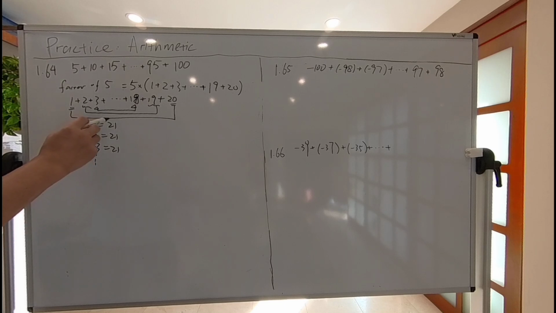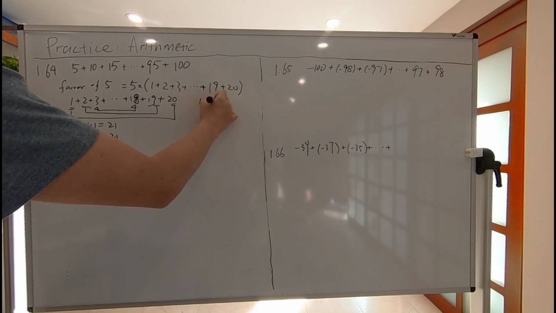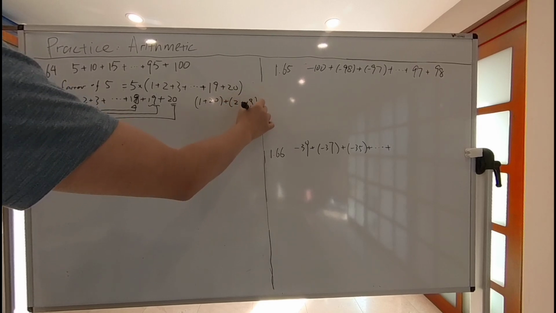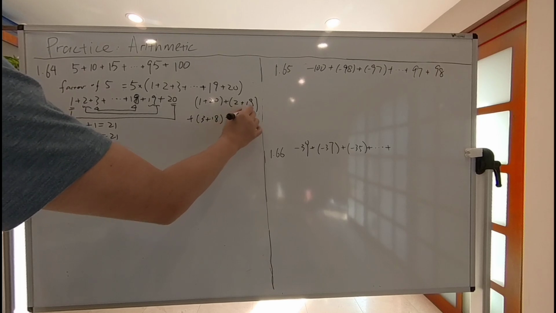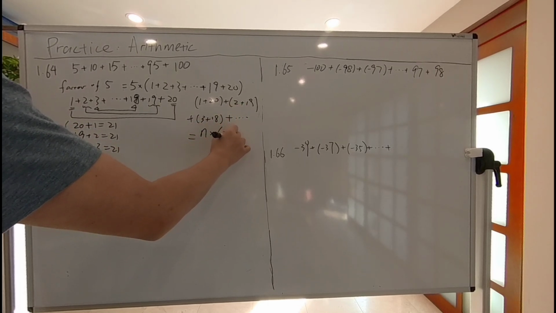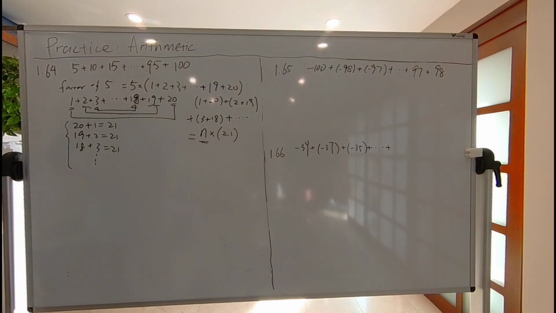So the last question is, yes, I do find a pattern that they are all the same, but how many pairs do I have, right? I also need to know how many pairs. And if I know how many pairs, the solution is simply to rewrite it this way and equal to n times 21. N is the number of pairs.